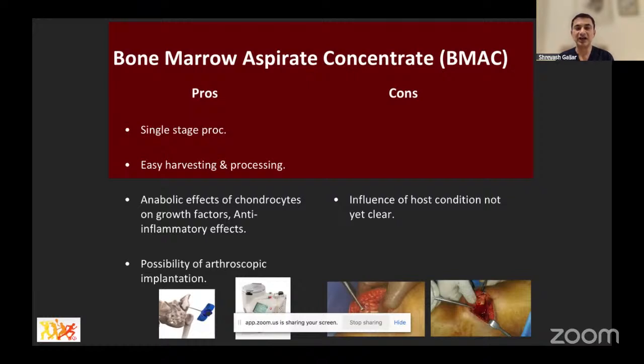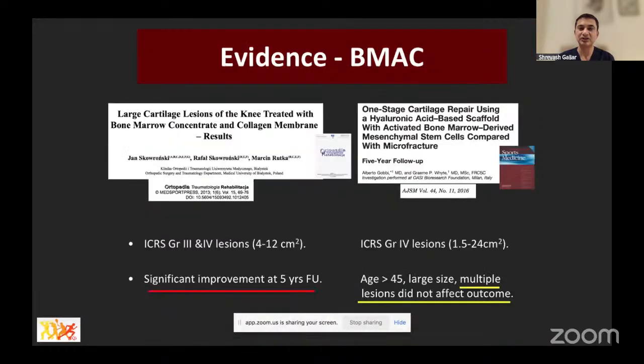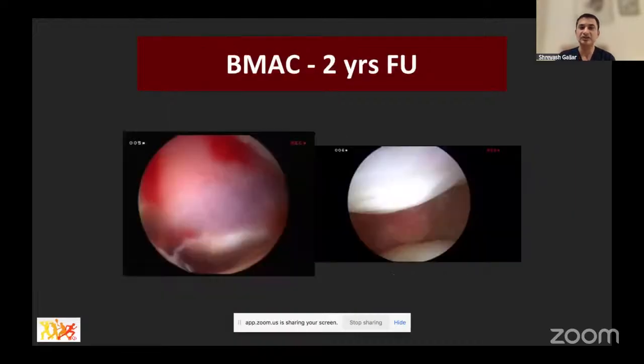So, you are harvesting the cells from the posterior crest. So, you need healthy cells. But again, in my practice over the years, I've seen that it's not much of a concern. Now, BMAC has shown very good results. You can see these two papers where at 5-year follow-ups for ICRS grade 3 and 4 lesions, it has shown good results. And also, if you have multiple lesions, again, it did not affect the outcome. So this is a very good single stage option.